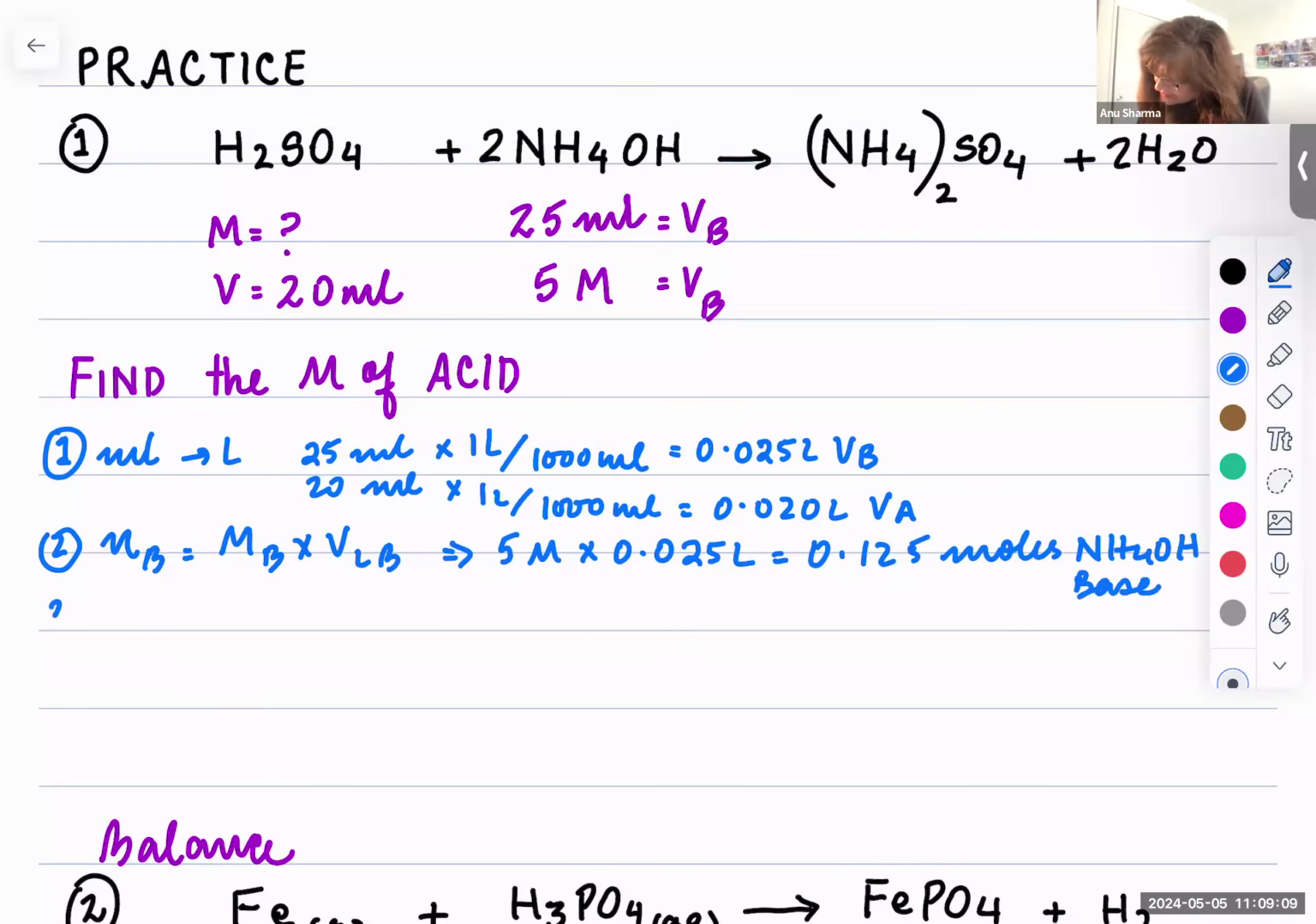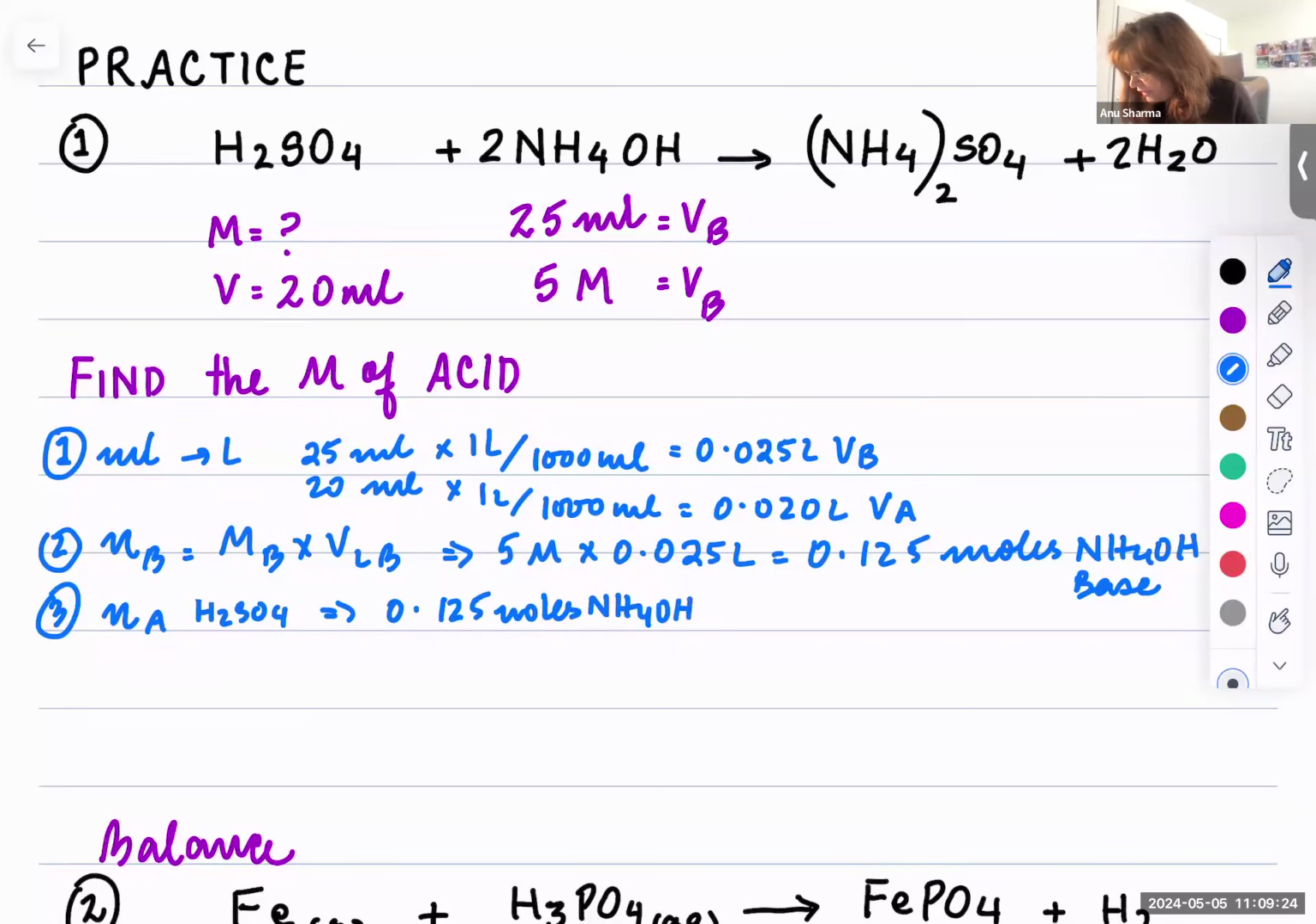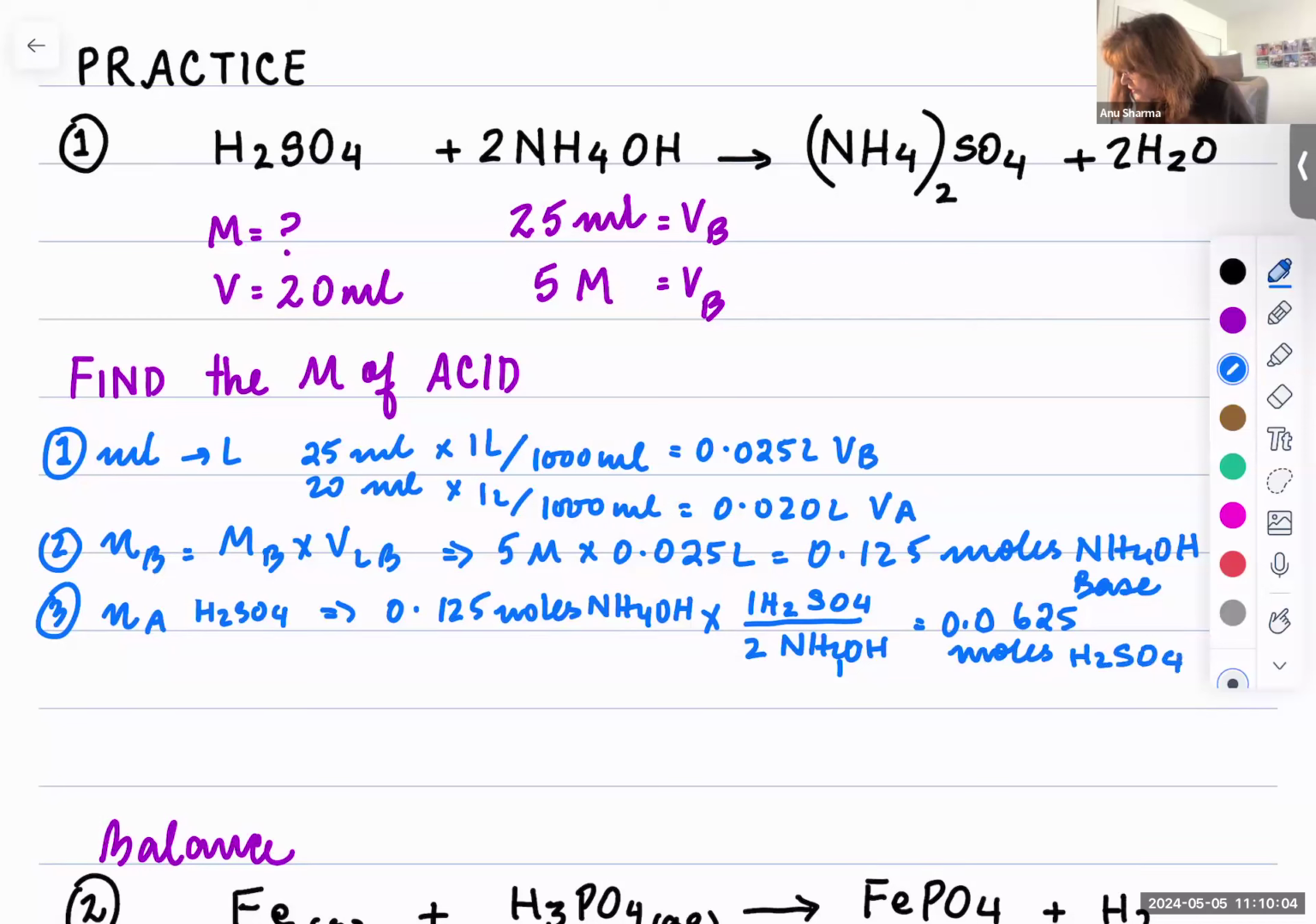Okay, now third step is find the moles of the acid, which is H2SO4. So how do we do that? We take the moles of the base, 0.125 moles of NH4OH, times the mole to mole ratio. That is why balancing was important. We see that 1 mole of H2SO4 is reacting with 2 moles of NH4OH. So 0.125 times 1 divided by 2 gives you 0.0625 moles of H2SO4, which is the acid.